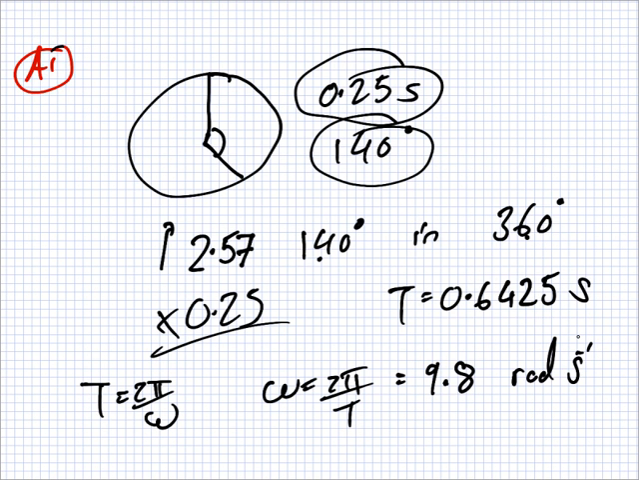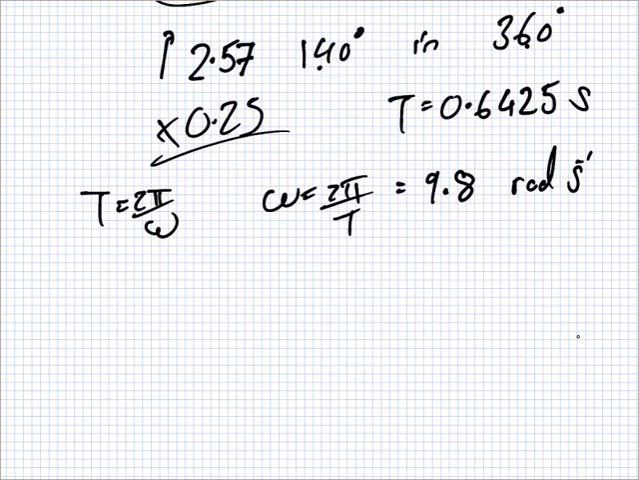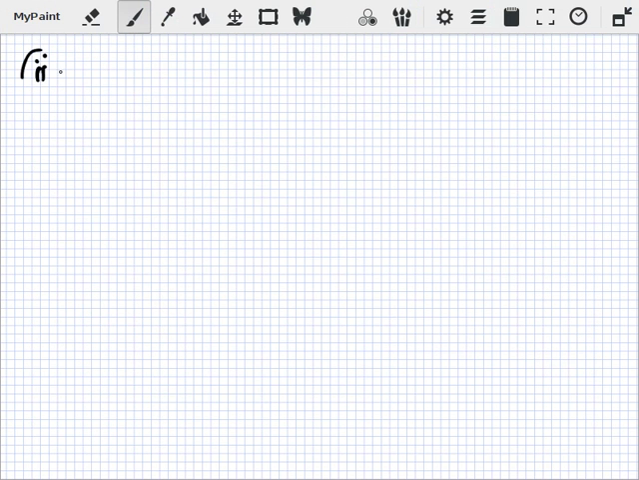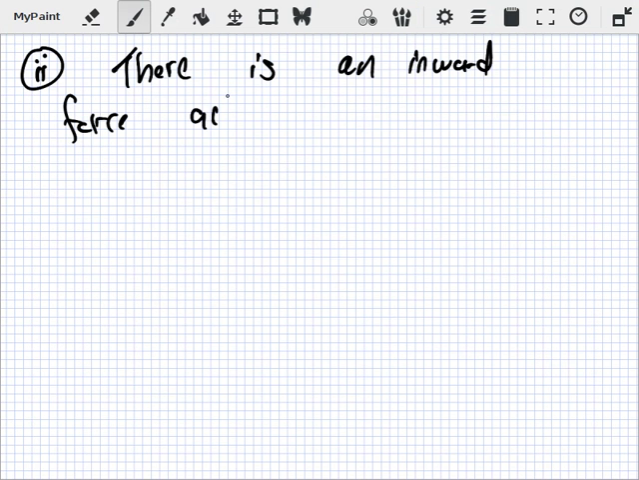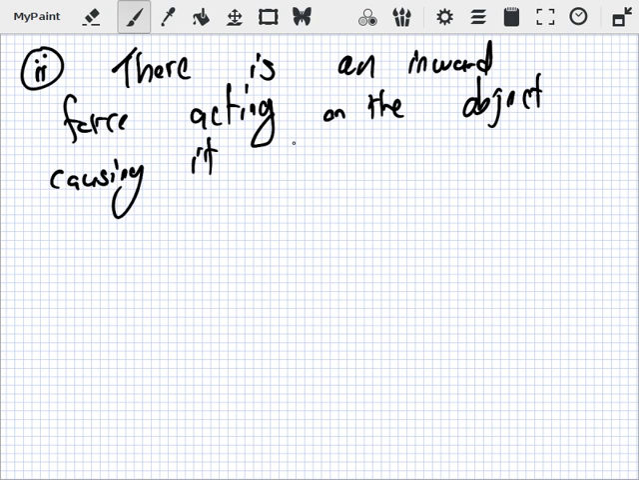The next part. Why do we say an object is accelerating if it's moving in a circle? Well, the reason is there is an inward force acting on the object. By the weight? Could be the weight, could be anything. There's an inward force acting on the object, causing it to move in a circle.